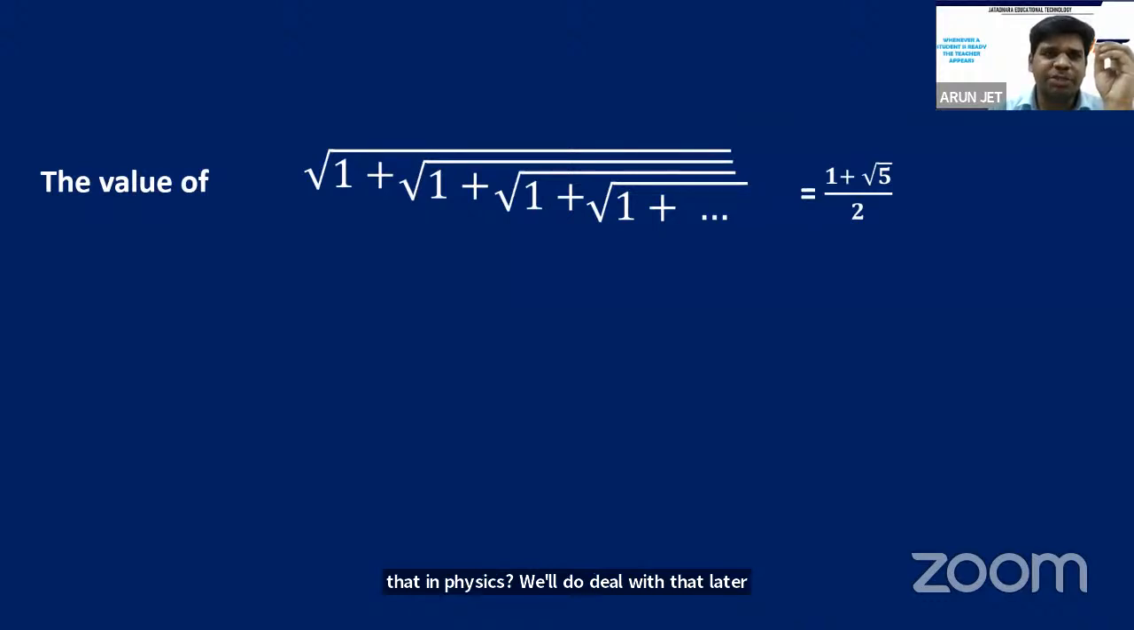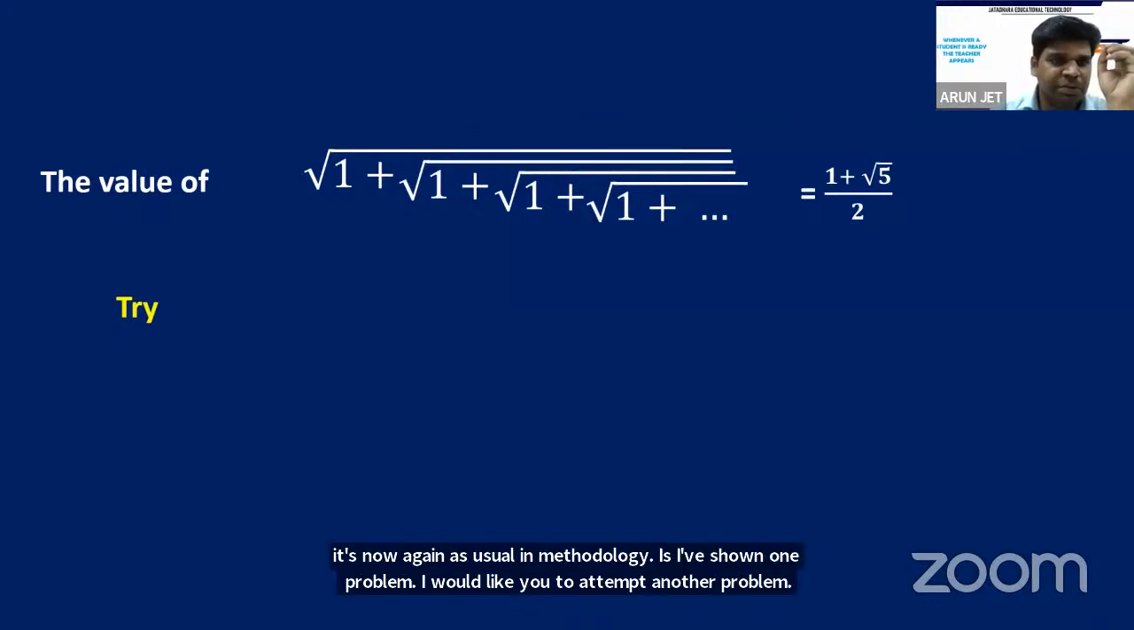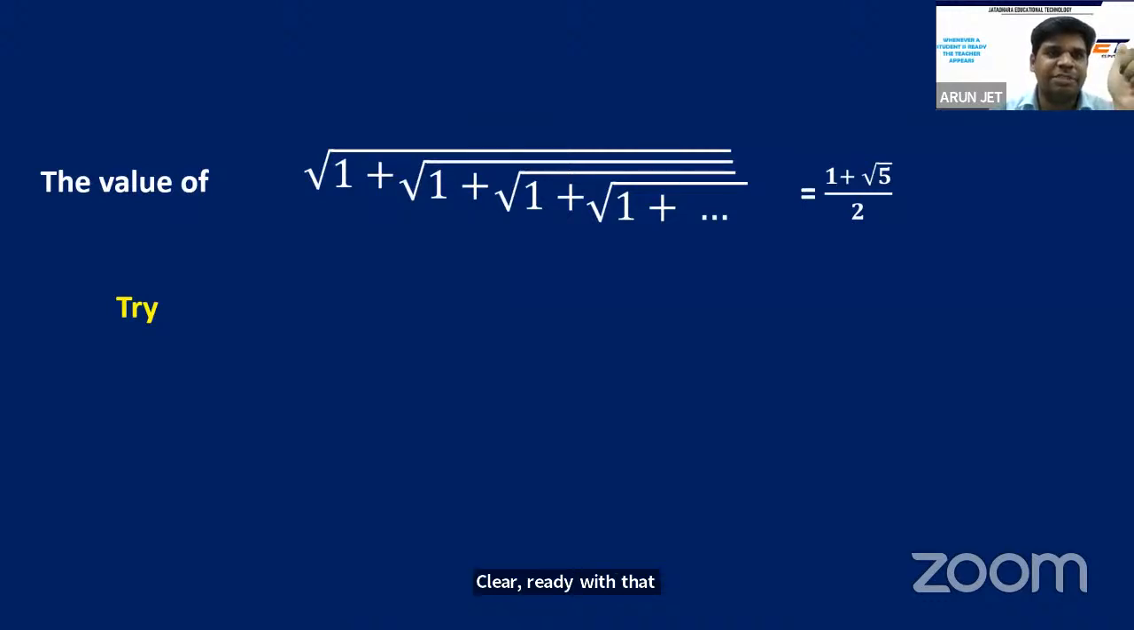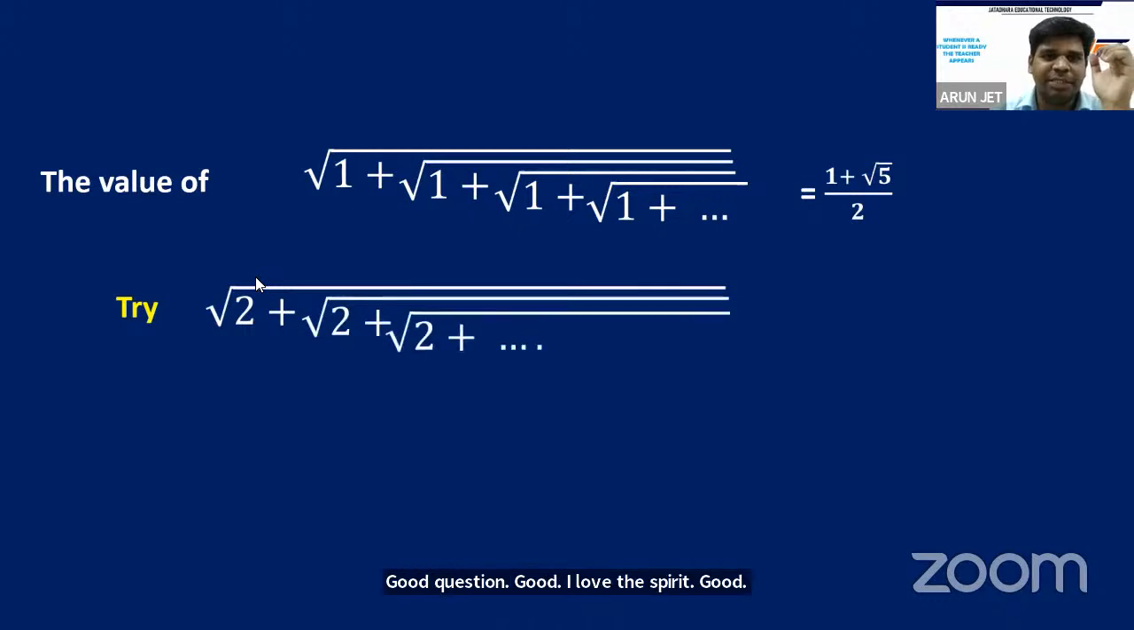Students, now again, as usual, the methodology is I have shown one problem and I would like you to attempt another problem. Clear? Ready with that? Good, Shashank. Good. I love the spirit. Here's the next question. Try. Find the root of 2 plus root of 2 plus root of 2 plus, and so on.